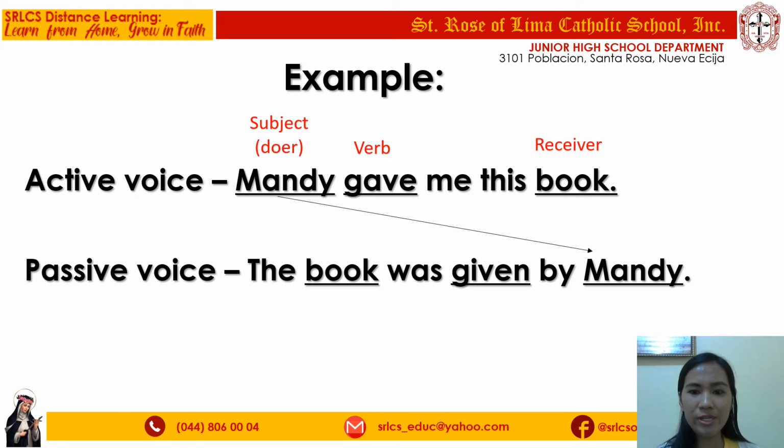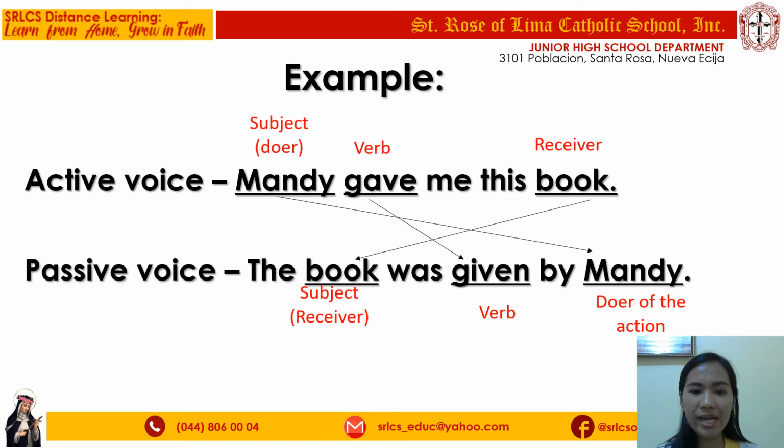In passive voice, Mandy will now become the doer of the action. We have the past participle verb, which is given. And then now, the book will become our subject, which is the receiver. Unlike the active voice, Mandy is the subject, and she is the doer of the action. But in passive voice, our subject is the receiver, which is book.